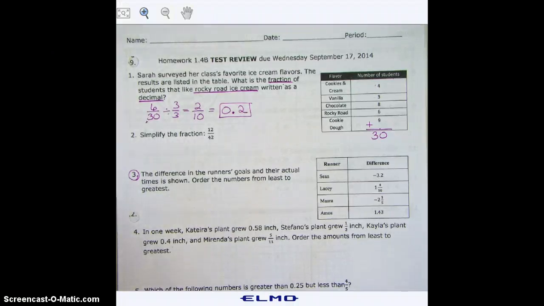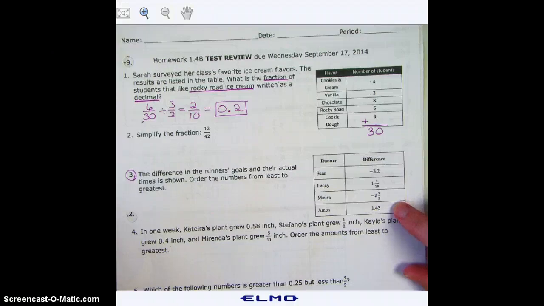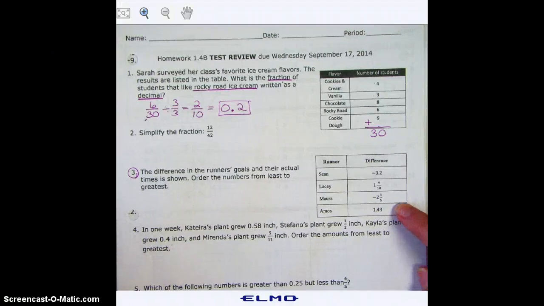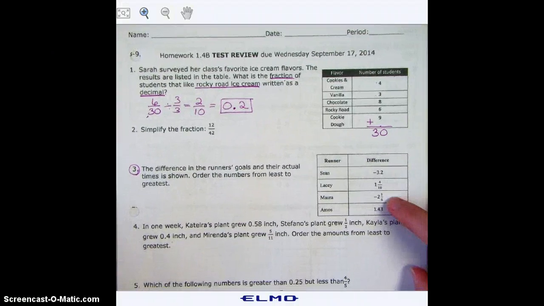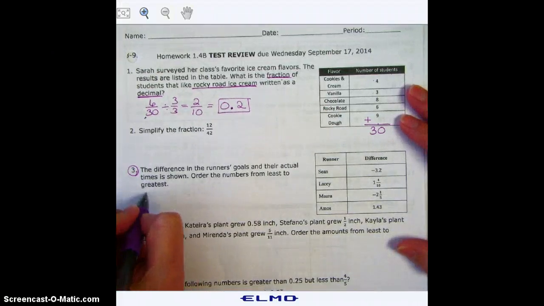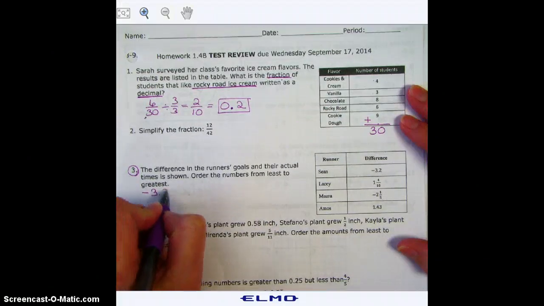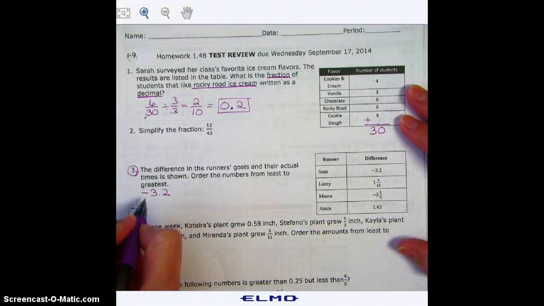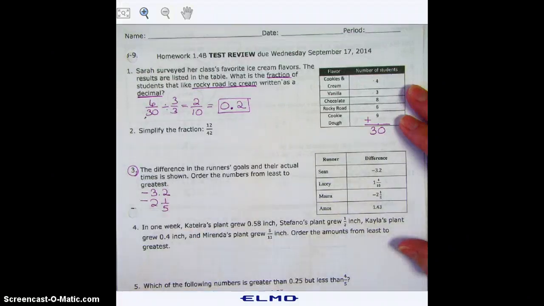Okay, so I need to look at my table and see where I'm at. The first thing that I always tell you is that you should separate the negative numbers from the positive numbers. So let's go ahead and pull Sean at -3 2/10. And let's pull Mara at -2 1/5. Okay, so we need to put them in order from least to greatest. So I need to change 1/5 to a decimal.